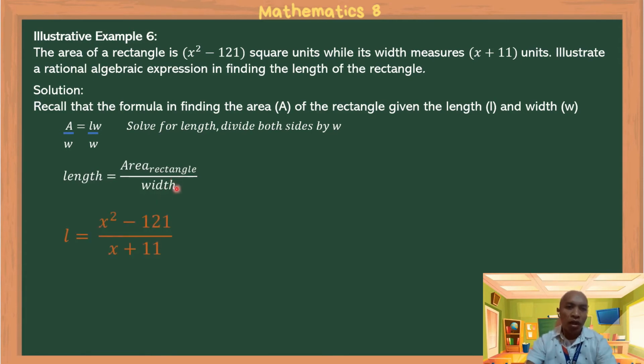So since the area is equal to x squared minus 121, we just substitute. And the width is x plus 11, we also substitute. So therefore, this expression represents the length of the rectangle given the area, which is x squared minus 121, and its width, which is x plus 11.